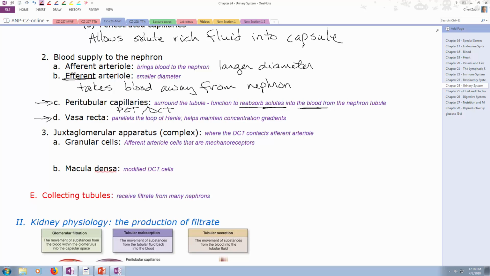Now the vasa recta are going to parallel the loop of Henle, or our nephron loops, and they are also going to reabsorb stuff into them to help maintain the concentration gradients of the pyramids. Because that's where we find our loop of Henle.